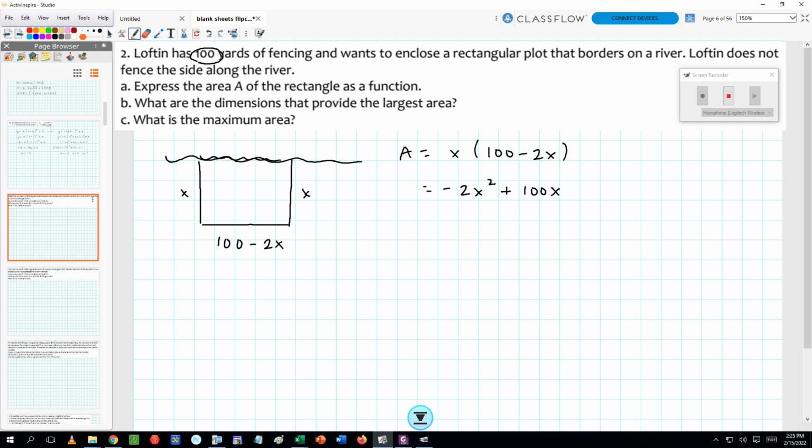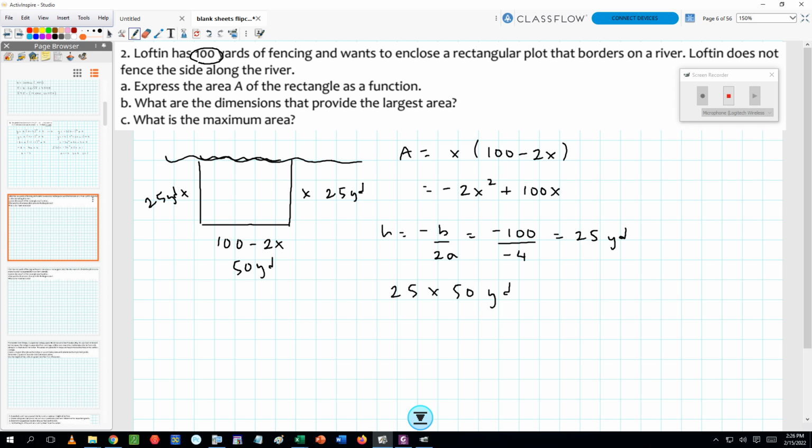What are the dimensions that provide the largest area? So we'll want to find our best x. Our best x is always our h value: negative b over 2a. Negative 100 over negative 4, which gives us 25 yards. So if this is 25, so is this. And down here at the bottom, we have 100 minus 2x. This will be 50. So your best dimensions would be 25 by 50 yards.